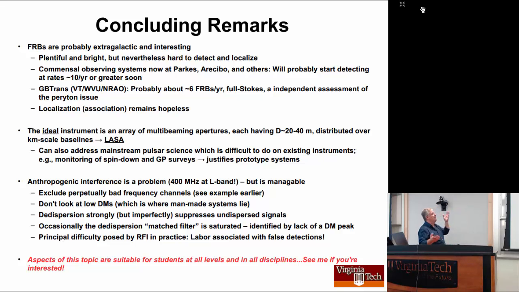There's systems going up now everywhere because everybody realizes, I think now, that these are probably real. We're probably going to start seeing tens per year, whereas we've seen 11 to date. We'll probably start seeing quite a few per year. Our system, we'd expect to provide about 6 per year if everything works, so cross your fingers on that. Localization, though, is still hopeless.